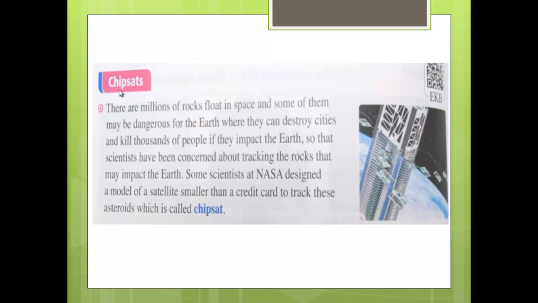Satellite, this is the last part in the chapter of circular motion. We are under gravity, gravitational force and circular motion.